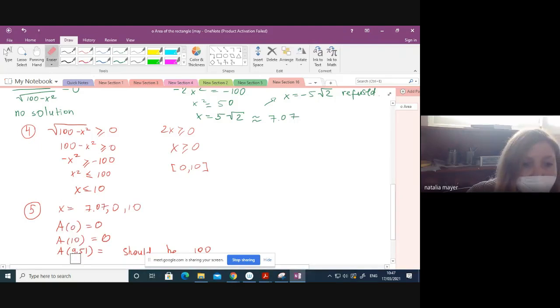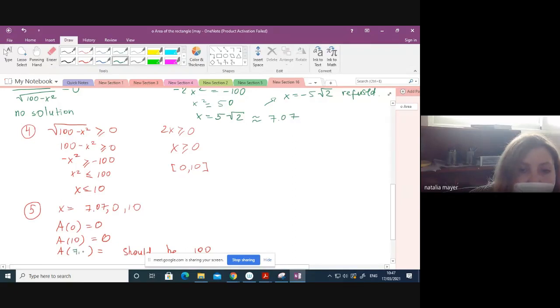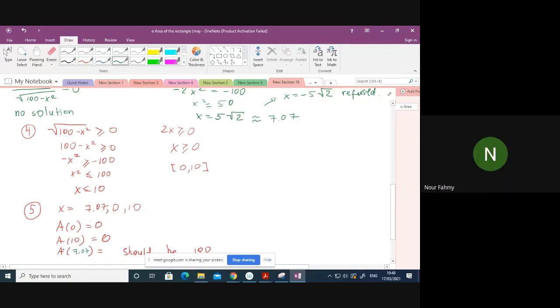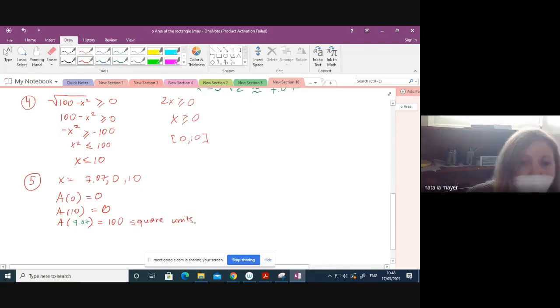Oh, something is wrong. It's 100, right? Yes. 7.07. Okay. Well, it's like 99.9999. So it's approximately 100. 100 square units because they didn't specify anything. They said units. So it's going to be 100 square units. I'll just write it quickly. Okay.